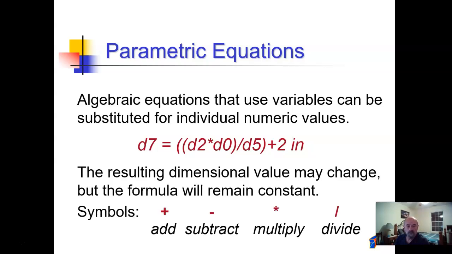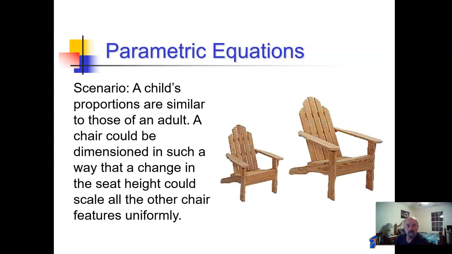Okay? The symbols that we use: add, subtract, multiply, divide. You can find all of these on your numeric pad. So what would we use this for? We could use this in the scenario that a child's proportions are similar to those of an adult, and a chair could be dimensioned in such a way that a change in the seat height could be scaled from all the other chair features uniformly.